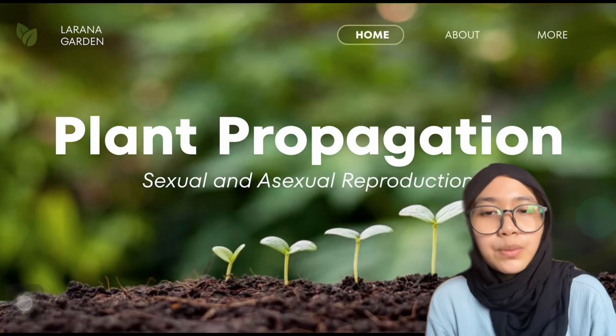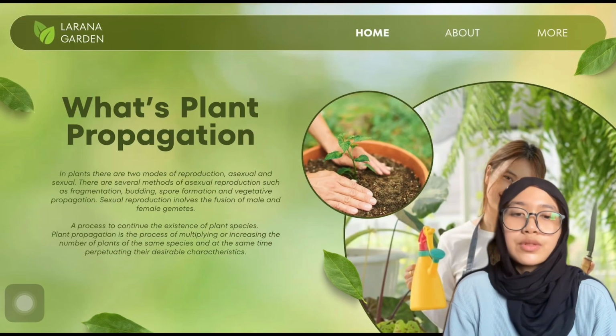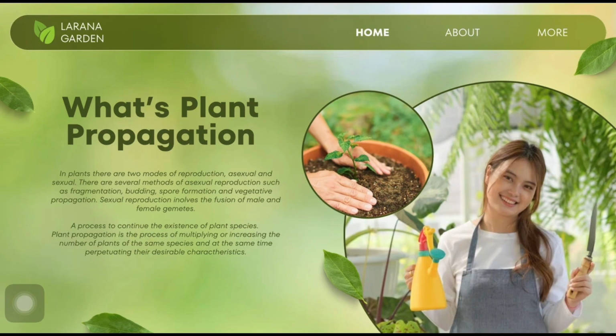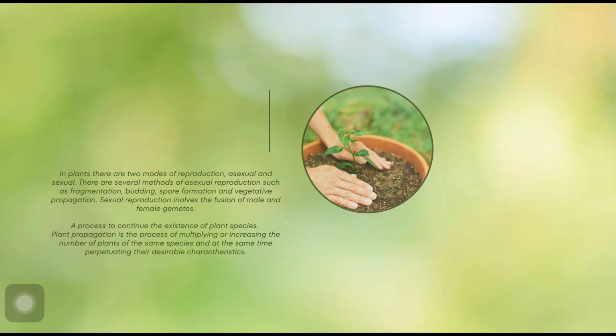Today's presentation is about plant propagation, which is sexual and asexual reproduction. So, what is plant propagation? Plants have two methods of reproduction, asexual and sexual. There are several methods of asexual reproduction, such as fermentation, budding, spore formation, and vegetative propagation. Sexual reproduction involves the fusion of male and female gametes, a process to continue the existence of plant species. Plant propagation is the process of multiplying or increasing the number of plants of the same species and at the same time perpetuating their desirable characteristics.